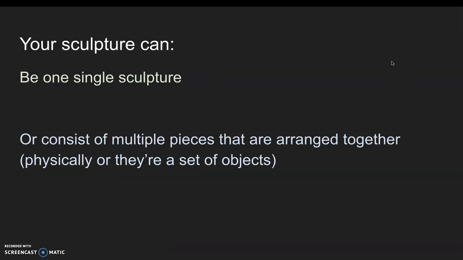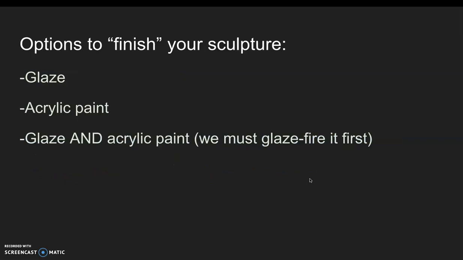Your sculpture can be just one single sculpture, or it could consist of multiple pieces that are arranged together physically, or maybe they're just a set of objects that are displayed together. You have some options to finish your sculpture. You can either glaze it, or you can paint it with acrylic paint, or you can use both.